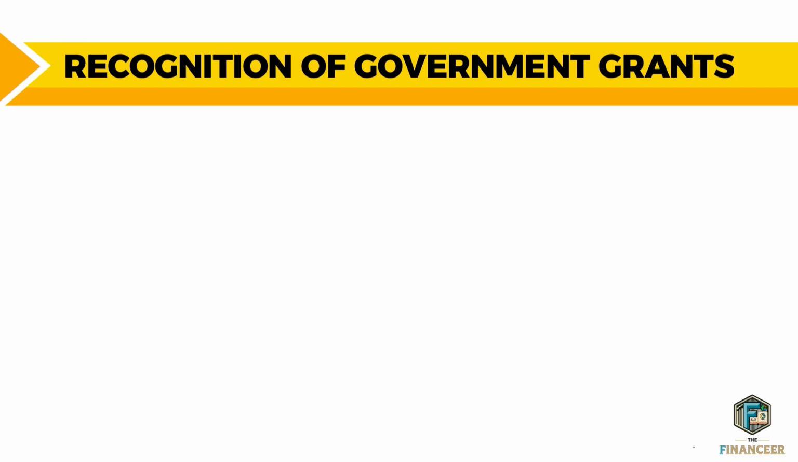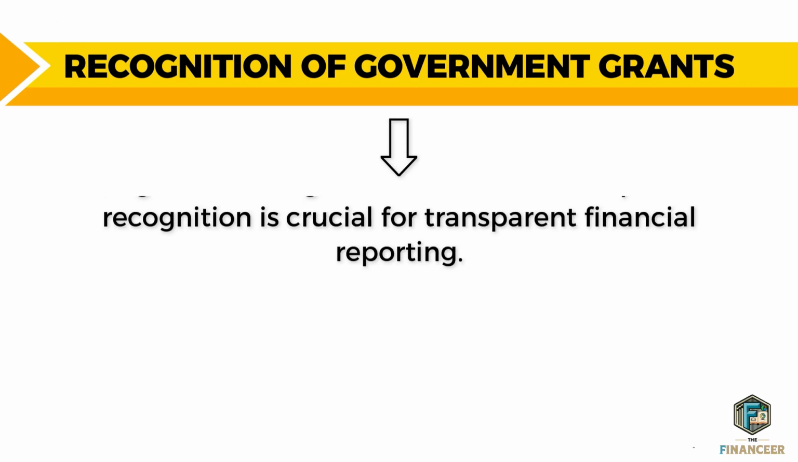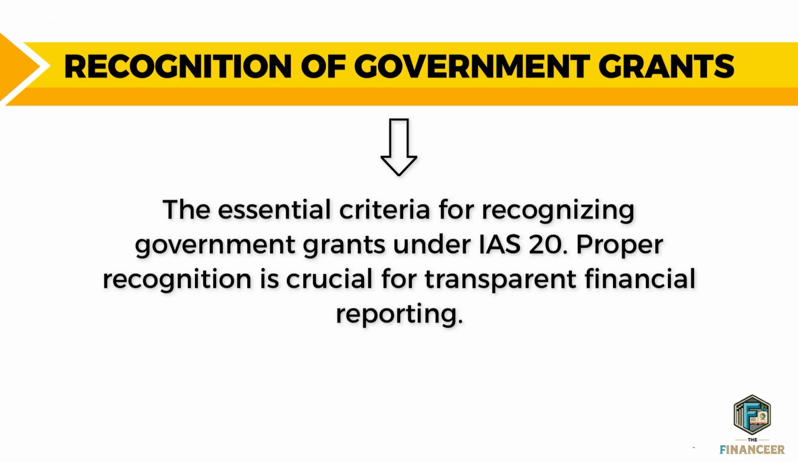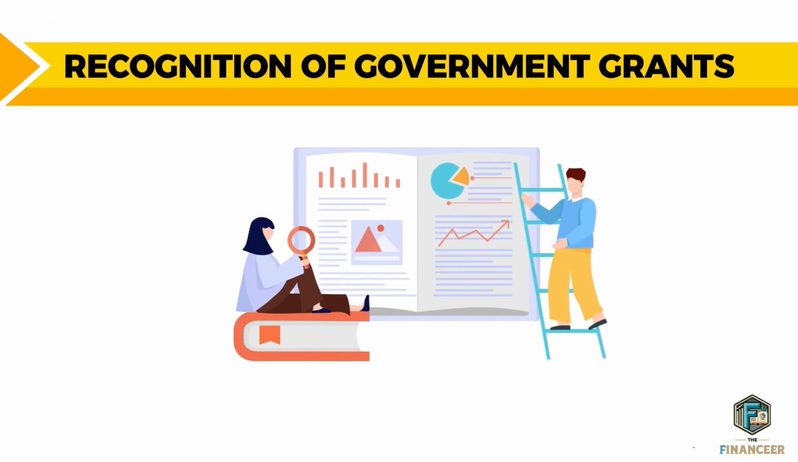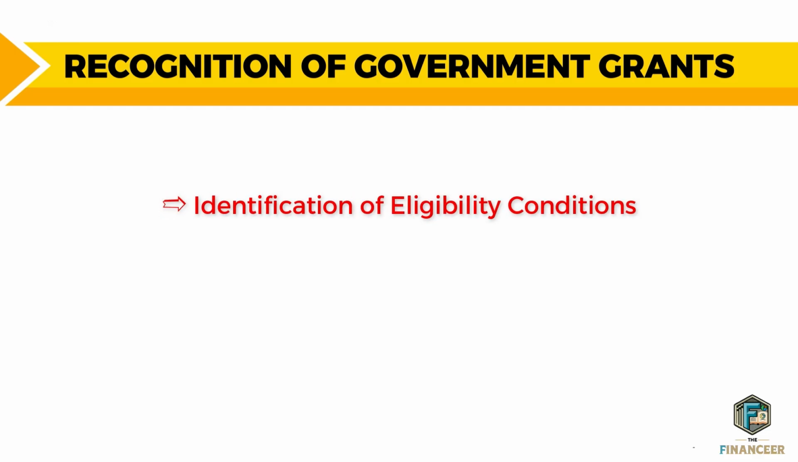Before recognizing a government grant, entities must ensure that they meet the eligibility criteria outlined in IAS number 20. These criteria typically involve certain conditions that the entity must fulfill in order to qualify for the grant recognition. Now, let's discuss these criteria. The first one is related to the identification of the eligibility criteria. Entities need to identify the specific eligibility criteria and the conditions set by the government for each grant.